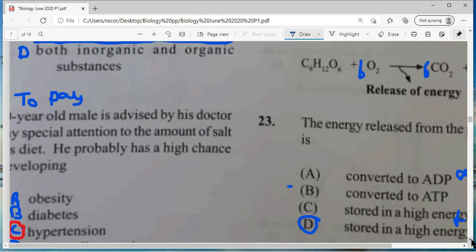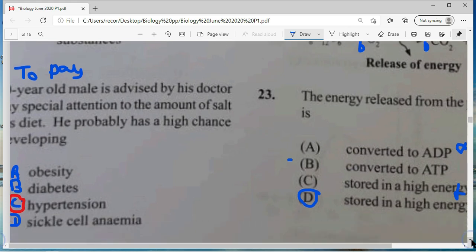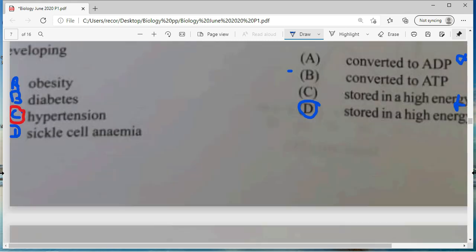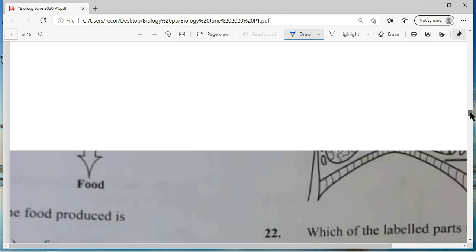A 60-year-old male is advised by his doctor to pay special attention to the amount of salt in his diet. He probably has a high chance of developing hypertension. A and B would also cause hypertension, but the answer here is C. There's a possibility that he's developing hypertension. Sickle cell is pretty much out. So the most plausible answer there is C.